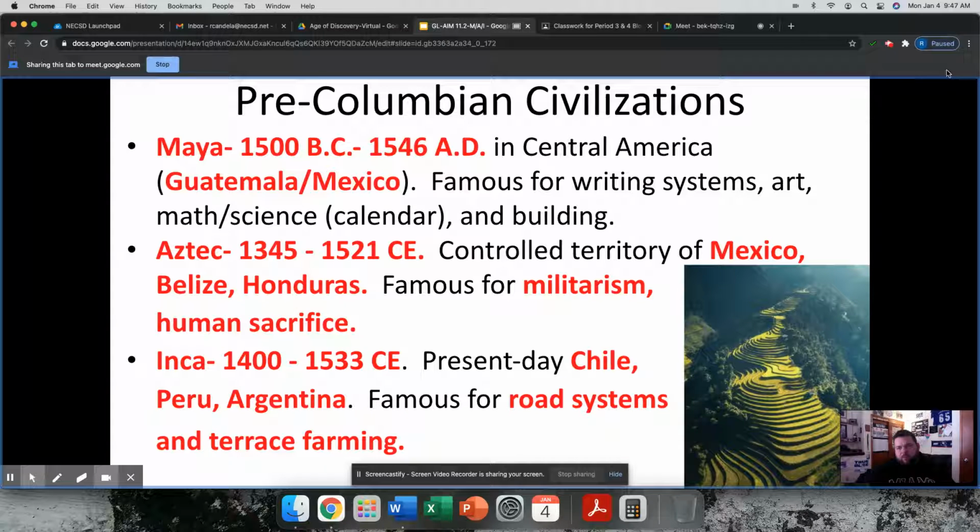The first thing that we probably overlook when we take the notes on this slide is the time that the Mayan civilization existed: 1500 BCE to 1546 AD. Okay, so this is 3,000 years. When we talk about longevity, it's important to recognize this.